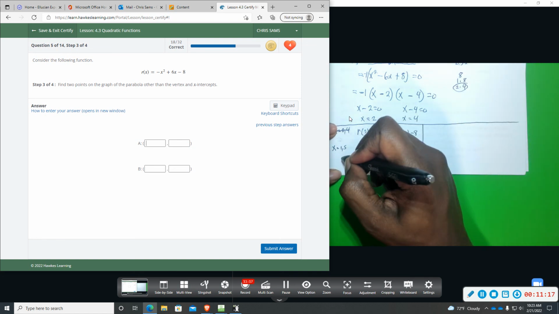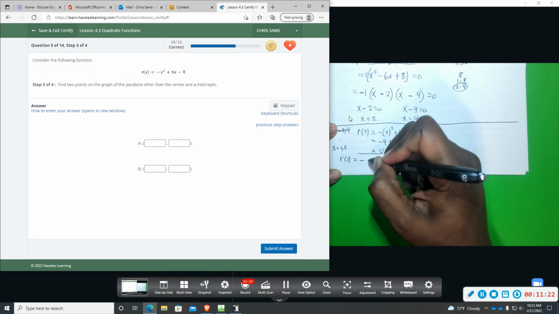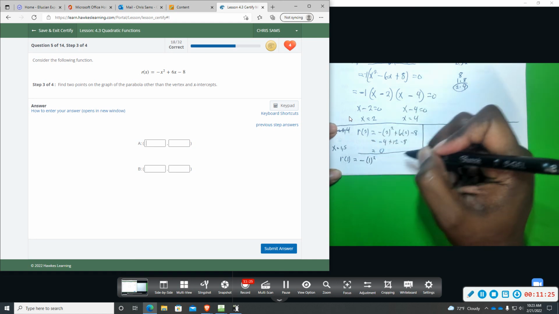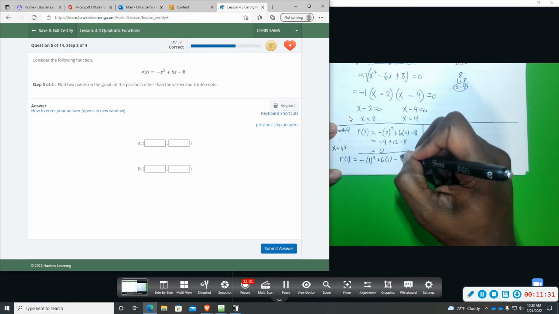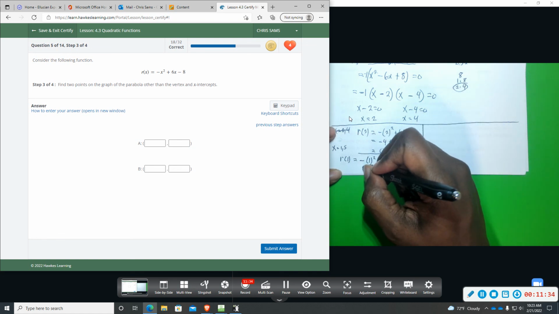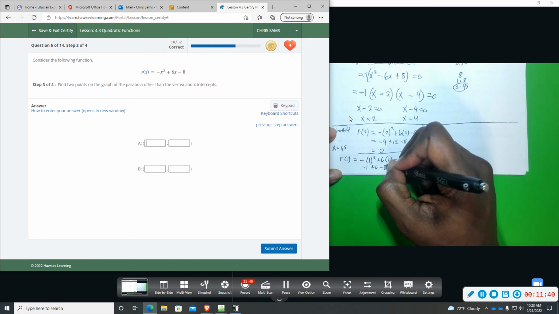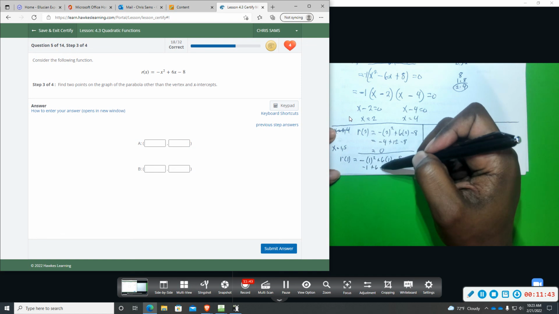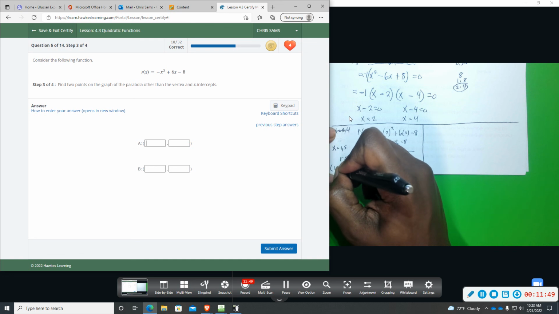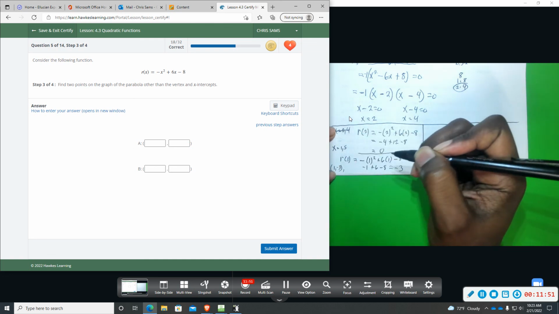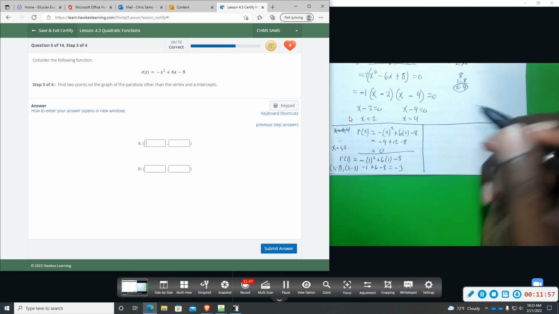All right, so let's try this again. R of 1, negative 1 squared plus 6 times 1 minus 8. So we get negative 1, plus 6, minus 8, and this will give us negative 3. So our 2 ordered pairs would be 1, negative 3, and then 5, negative 3. Okay, so these will be our ordered pairs.